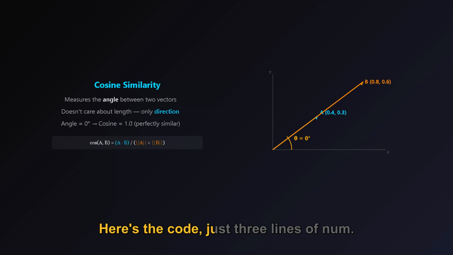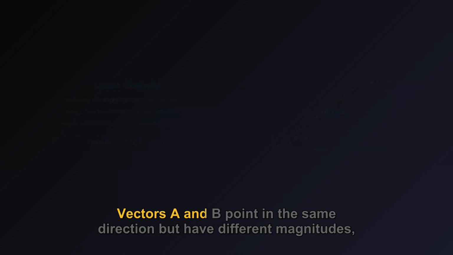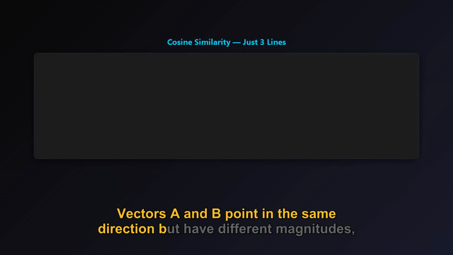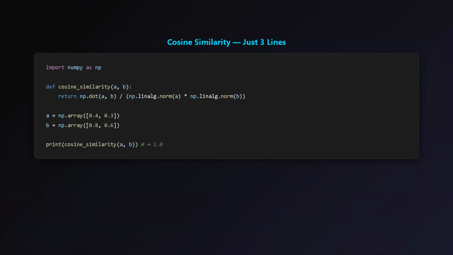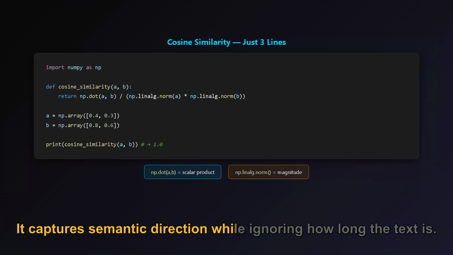Here's the code, just 3 lines of NumPy. Vectors A and B point in the same direction but have different magnitudes, and cosine similarity returns 1, meaning identical meaning. This is why it's perfect for text. It captures semantic direction while ignoring how long the text is.